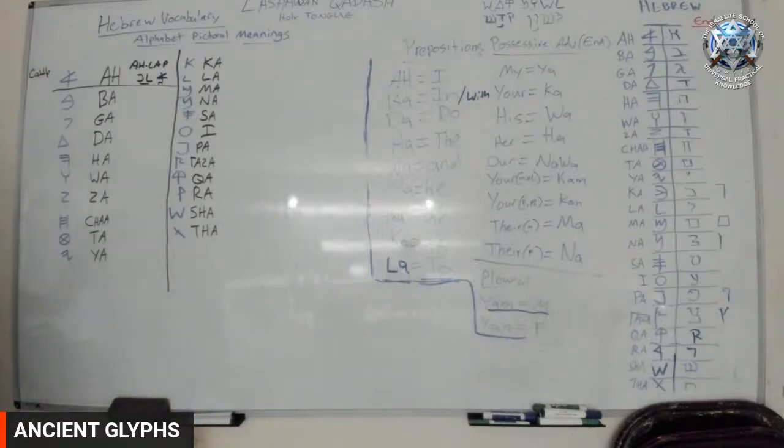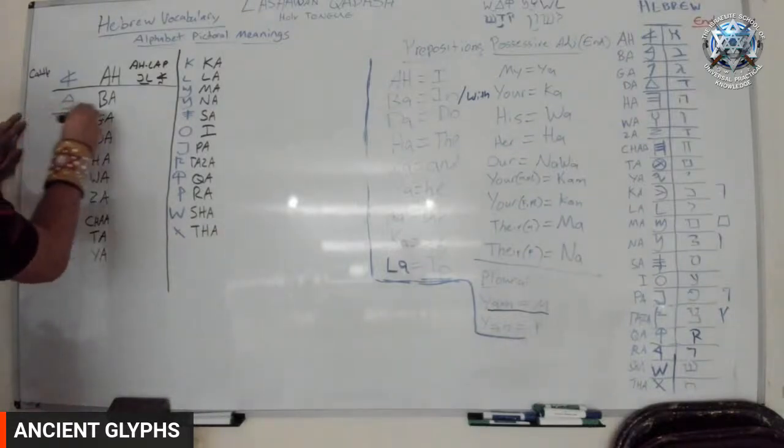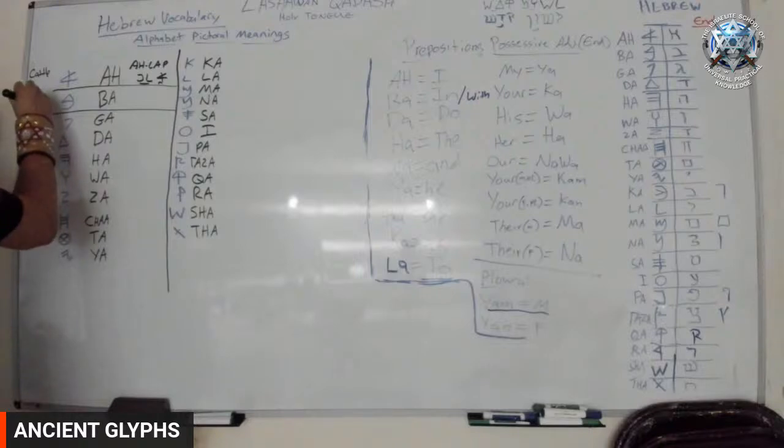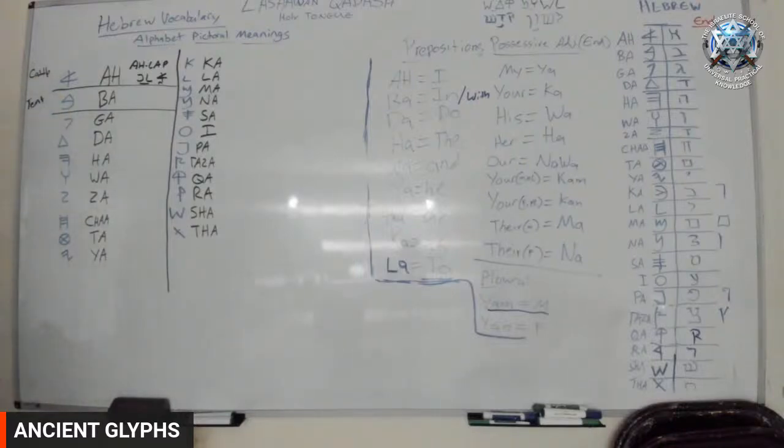Moving forward. Now we have the next one. Ba is again the second word of the Hebrew alphabet. Ba means tent. Understand? Because when you look at this, the shape of a teepee, when you look at the Native American culture, is a triangle.